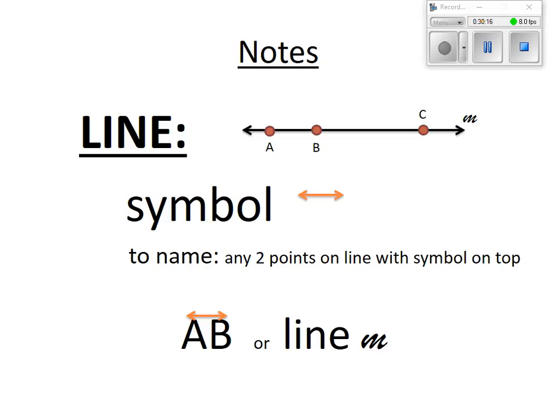Now, I don't like this, but a lot of books use this way to name a line. If you did the homework, you've seen some of this. Sometimes they'll put a lowercase letter by one of the arrows of the line, and we can name that line with the word written out, no symbol this time: line, and whatever that lowercase letter is. So line M.